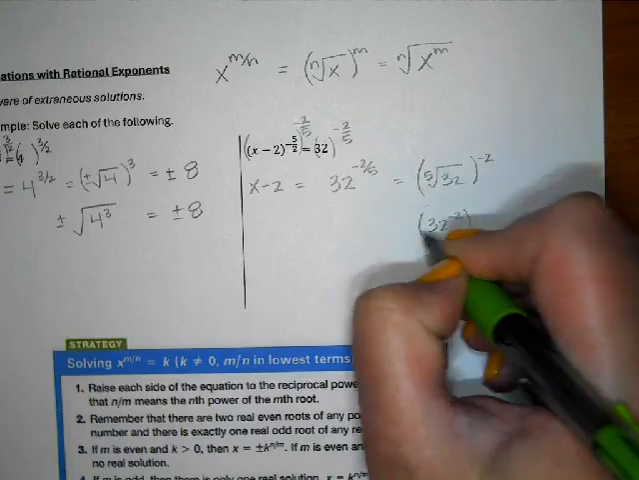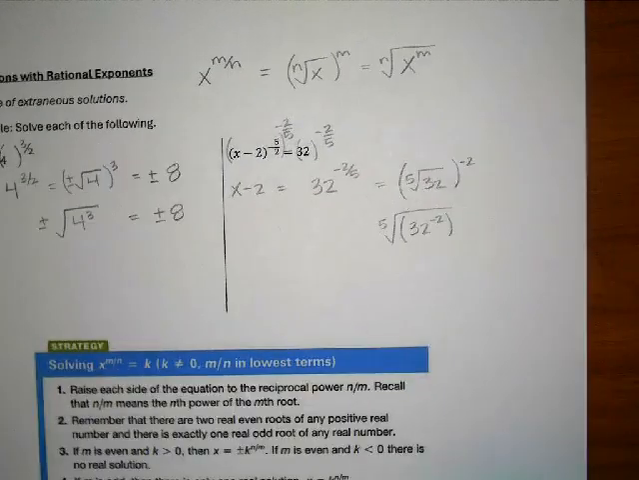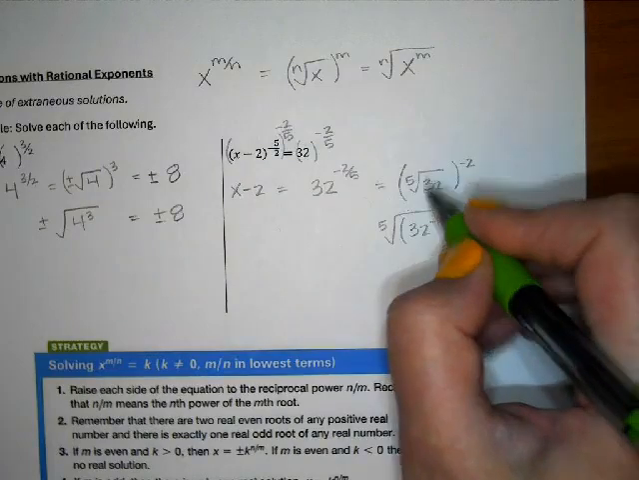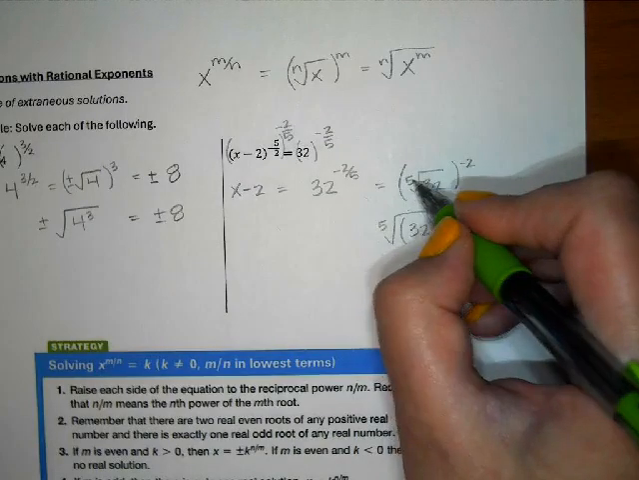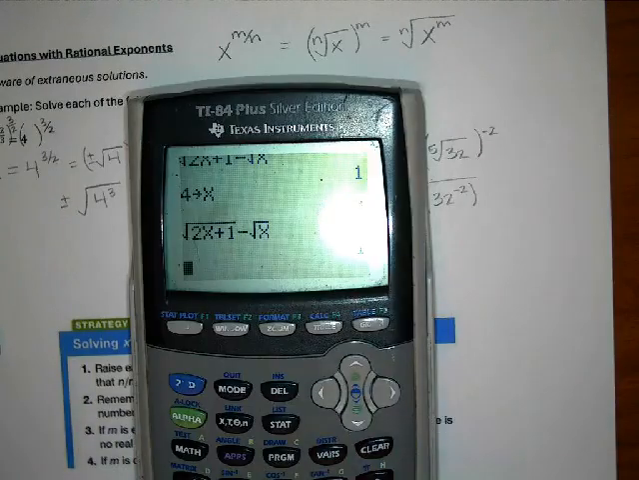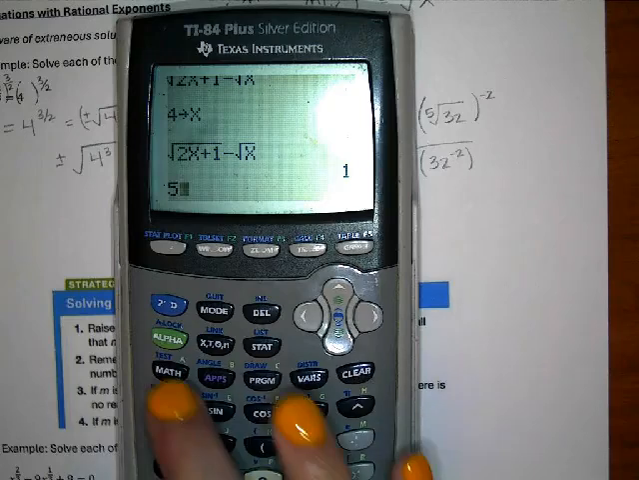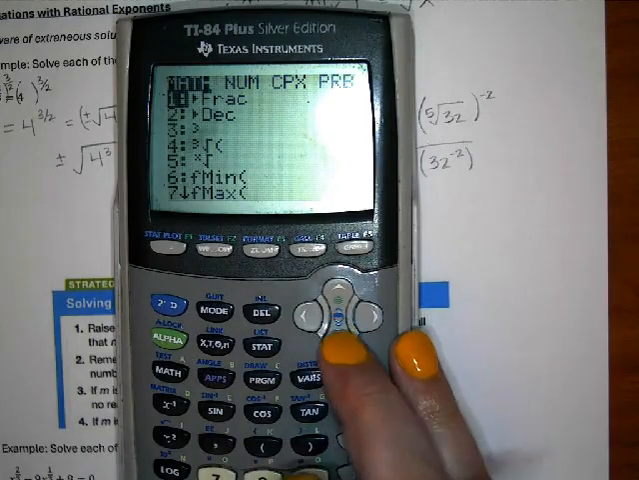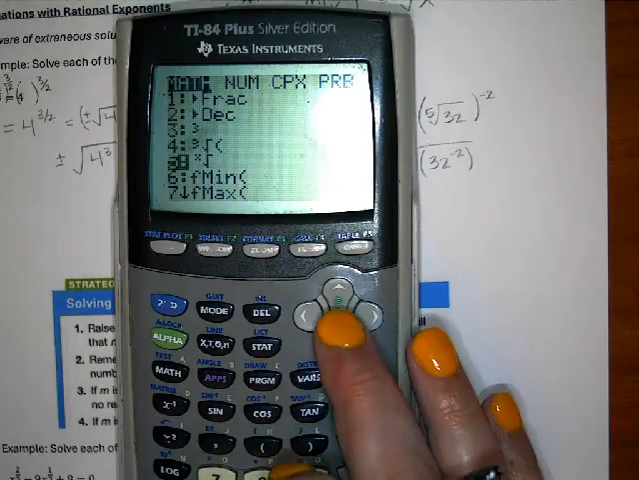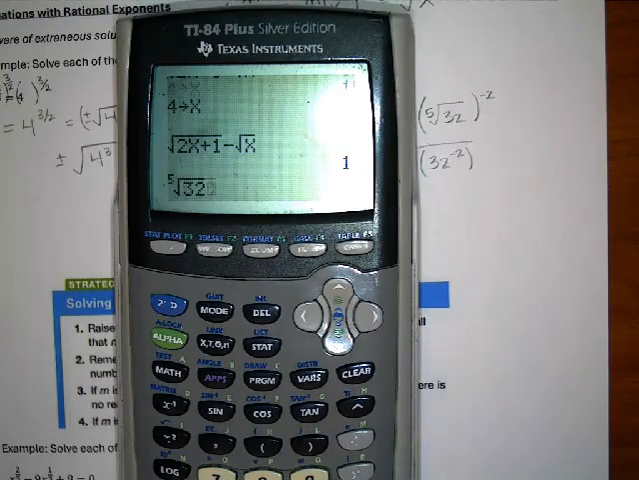So the 5th root of 32 is just 2. I'll prove it to you. I'm going to type in a 5, hit the math button, and tell my calculator to do that type of root, the nth root. So the fifth root of 32 is 2. Okay, so the fifth root of 32 is 2, so this is 2 to the negative second power.